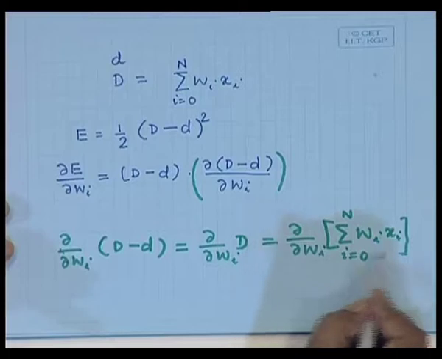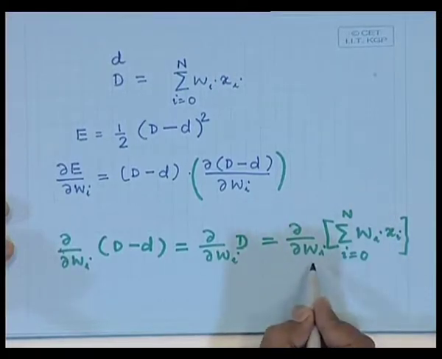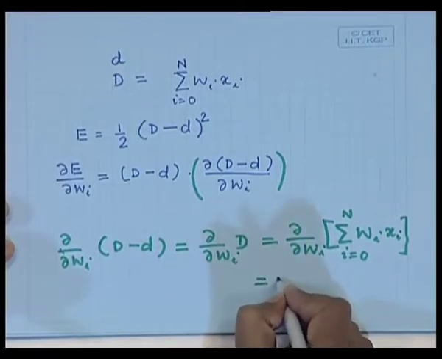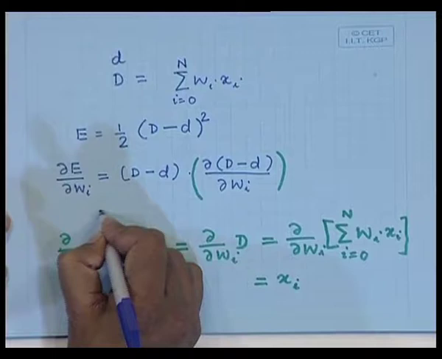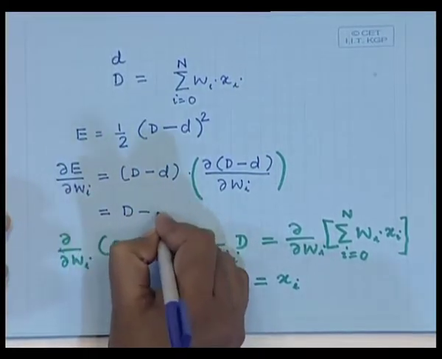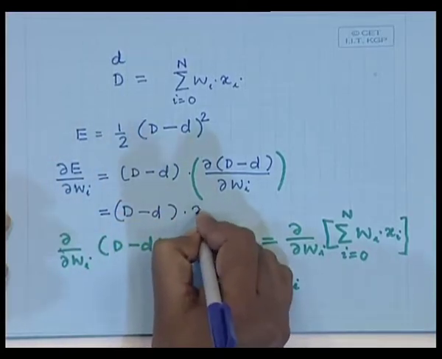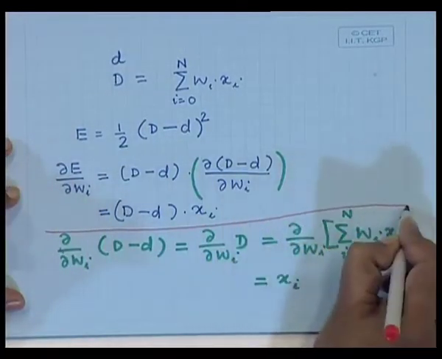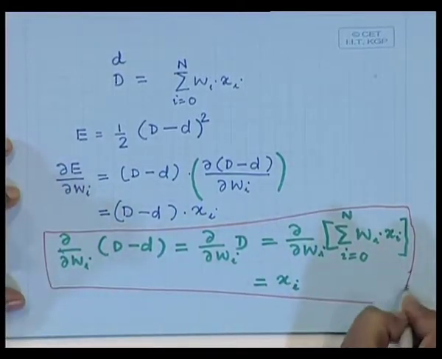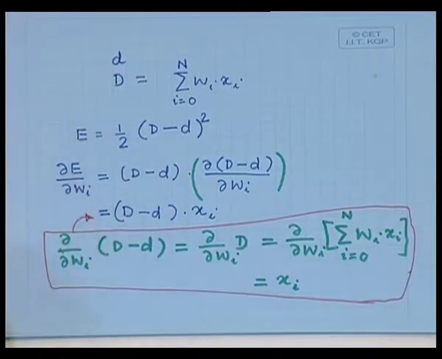If I take the derivative of this summation with respect to wi, the only term that remains is xi, because all other terms are independent of wi. Only wi times xi depends on wi, and its derivative simply becomes xi. That is why del E del wi is obtained as (D minus d) into xi. Only a simple derivative expression has given me this expression.